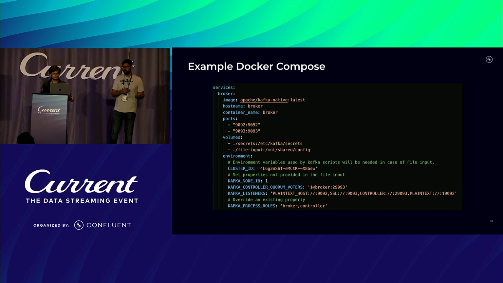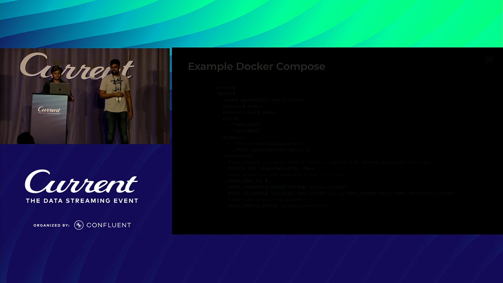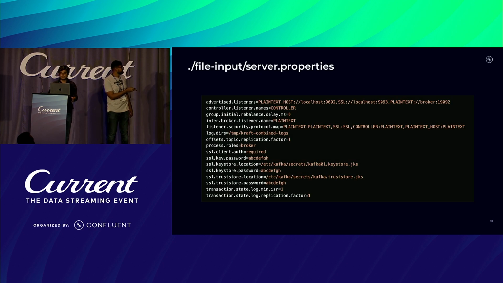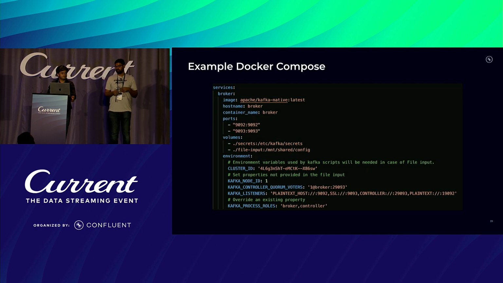The third case is overriding an existing property, the conflict case. In this scenario, we are passing process roles, and if you look at the file, we have also provided process roles in the server.properties file. Since environment variables take precedence, we'll be running the Kafka server in combined mode; that is, the broker,controller value will be the one that takes precedence.